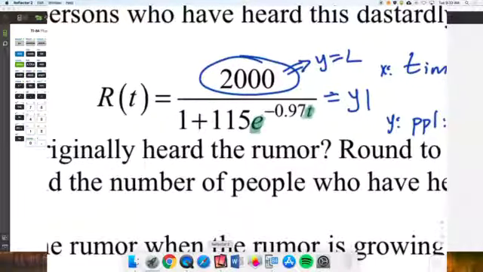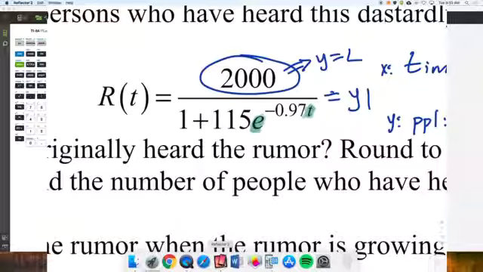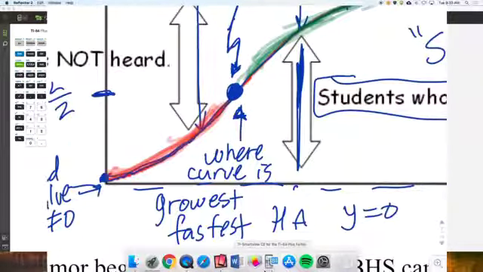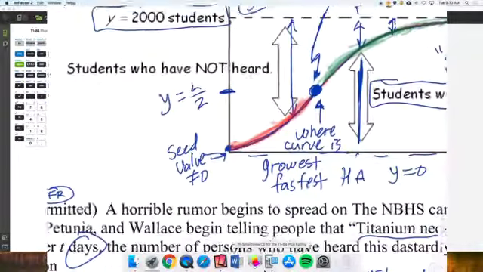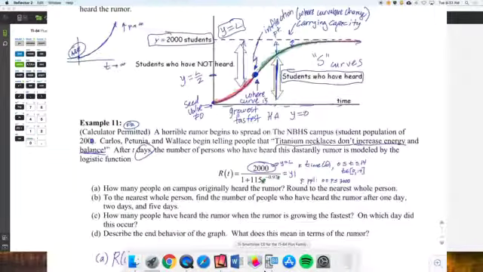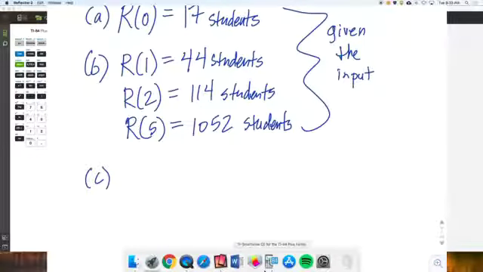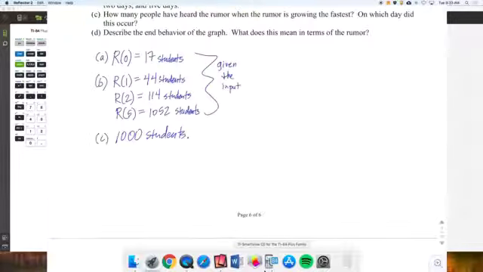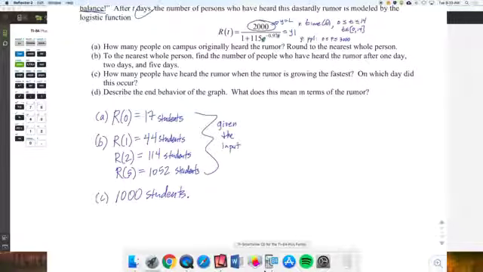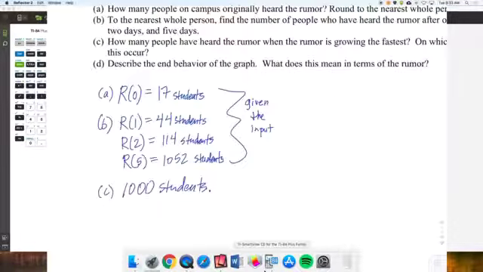Do you need to show any work for that? Not really, because what did we already say? The rumor is always going to be growing the fastest at the halfway point, people-wise, which is what? 1,000. So all you have to do is answer it like that, 1,000 students. Or you could say the rumor is growing the fastest when 1,000 students have heard. But you could just answer it as 1,000 students because it was a direct question. But there's a follow-up to that. On which day did that occur?